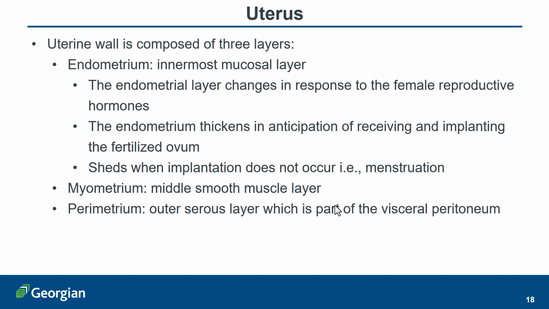And the endometrium then sheds itself when implantation does not occur. In other words, menstruation begins. And we'll see what also triggers that. The myometrium is the middle part of the uterus, and it consists of the smooth muscle. And lastly, we have the perimetrium, which is the outer serous layer, and it's actually really just part of the visceral peritoneum. So the visceral peritoneum covers the uterus, and we refer to it as the perimetrium.